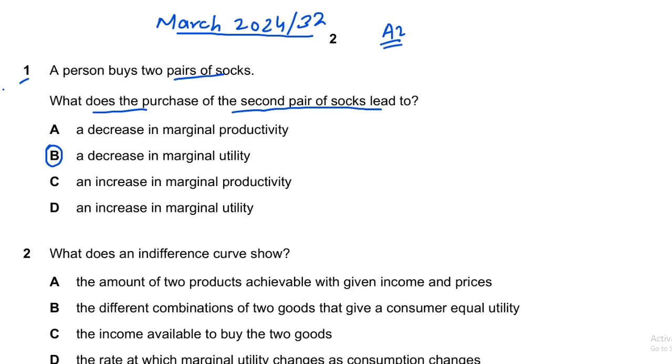Keep in mind, we generally take the example of water. When we drink the first glass of water, it gives more satisfaction. The second glass of water gives less marginal utility, and so on. So this law can be applied to any product. Here we have socks. If you keep purchasing the same type of pair of socks, then every additional pair gives you lesser marginal utility. So option B is the correct answer.